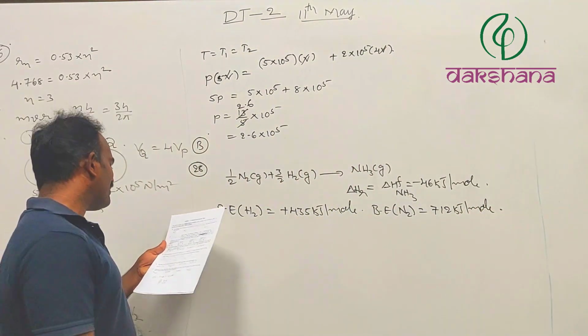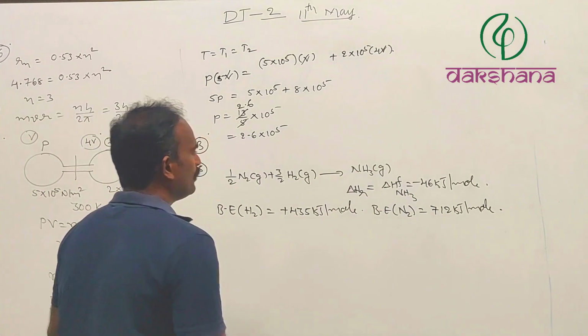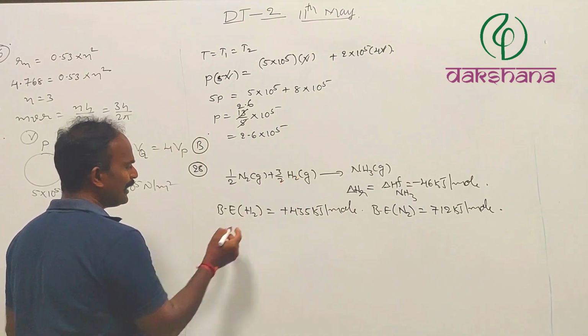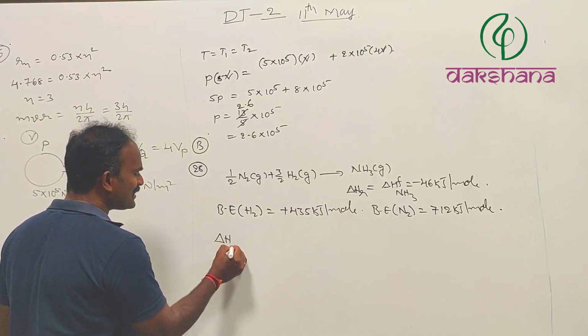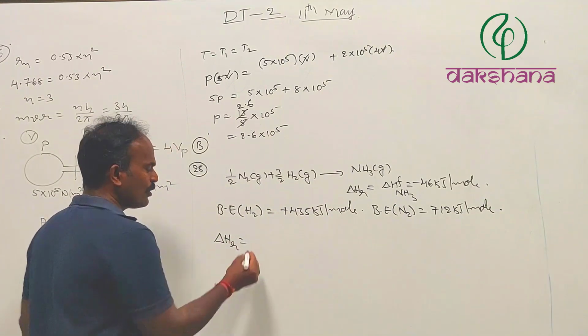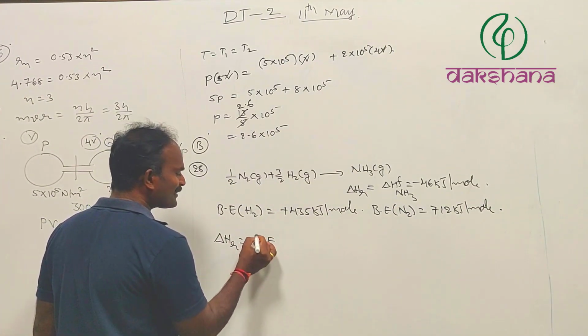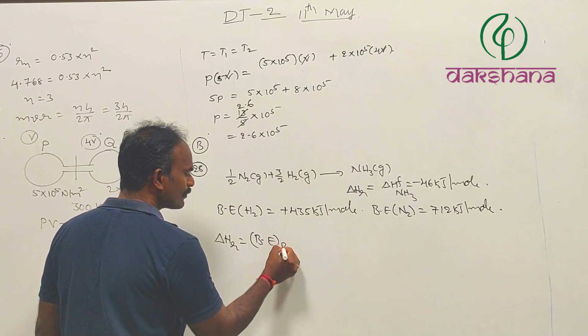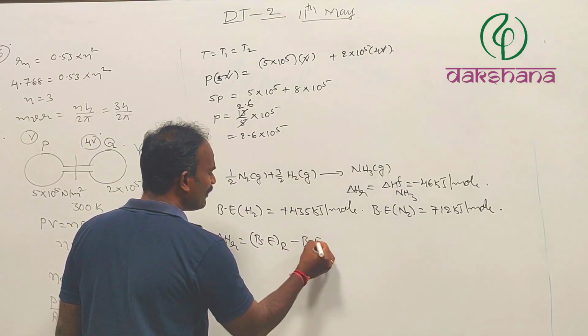The approximate average bond enthalpy of the NH bond. Now for this one, the enthalpy of this reaction, delta H R, is equal to bond enthalpy of reactants minus bond enthalpy of products.